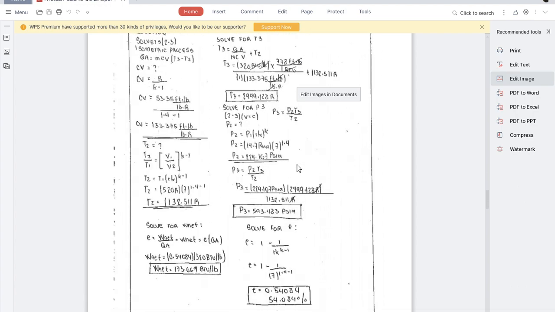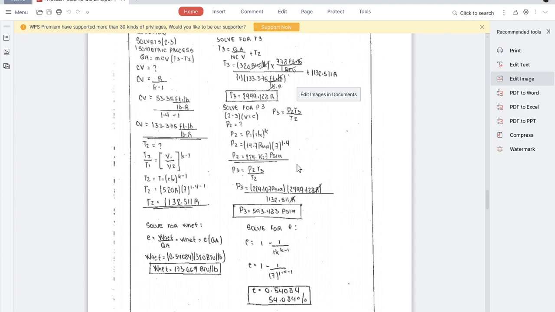So let's solve for the Wnet. For the Wnet, the formula is e equal to Wnet over QA, or Wnet equal to e multiplied by QA. The e is 0.54084 multiplied by 320 BTU per pound.